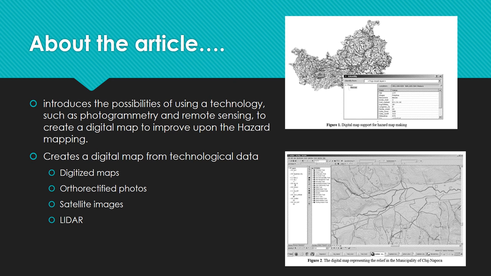So, like I said, this article introduces the possibilities of using technologies such as photogrammetry and remote sensing to create a digital map to improve upon the current hazard mapping system. They create a digital map from such technological data such as digitized maps, orthorectified photos or orthophotos, satellite imaging, and LiDAR. As you can see, these images are examples of what they have created with the data that they've got.